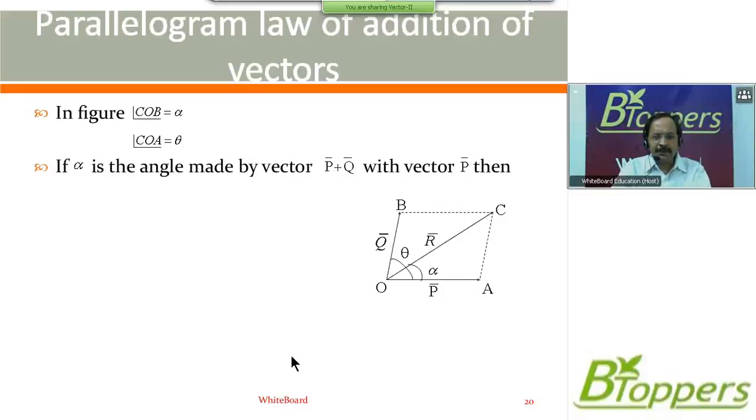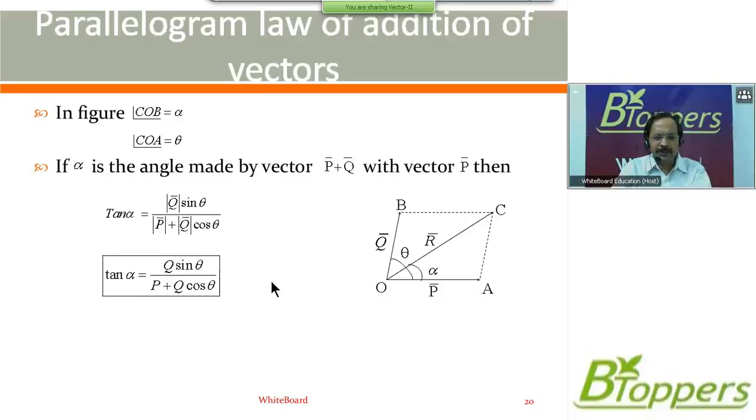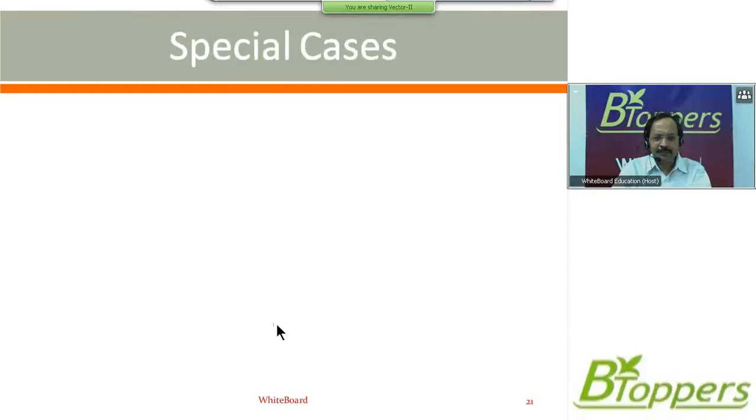If alpha is the angle made by vector P bar plus Q bar with vector P bar, then tan alpha equal to mod of Q bar into sin theta by mod of P bar plus mod of Q bar into cos theta. Or you can write it as tan alpha equal to Q sin theta by P plus Q cos theta. Now look at the special cases.